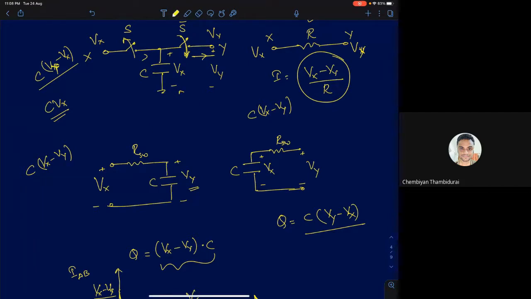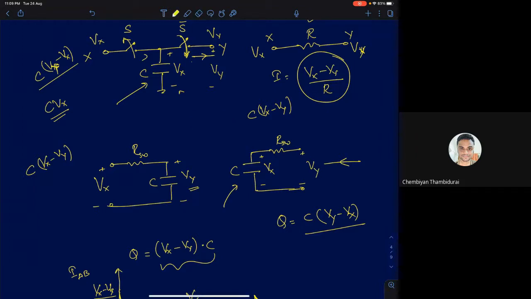Now, the voltage across the capacitor is Vx. At the next half cycle, the second half of the cycle, from T by 2 seconds to T seconds, the switch S bar is closed and the circuit will look something like this. So you'll have Vy, the capacitor is already charged to Vx volts, and now you are charging through the switch.